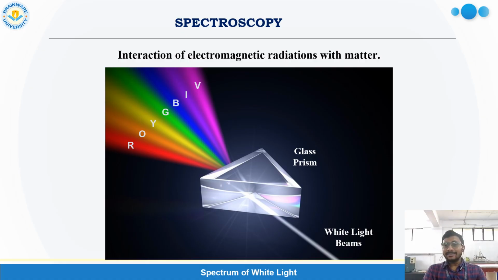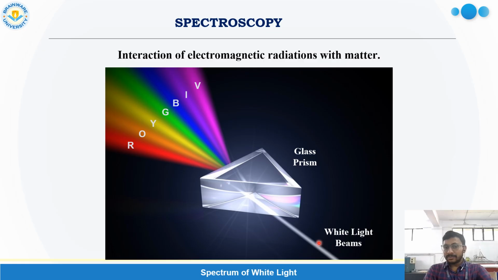Spectroscopy. So what is spectroscopy? In simplest of terms, spectroscopy is simply the interaction between electromagnetic radiation or light with matter. As we know, white light is made up of 7 different colors.